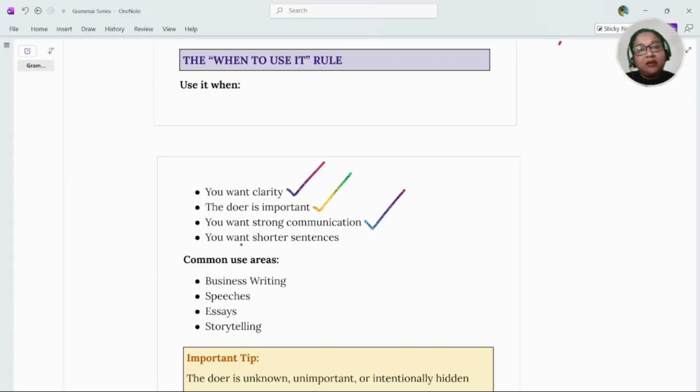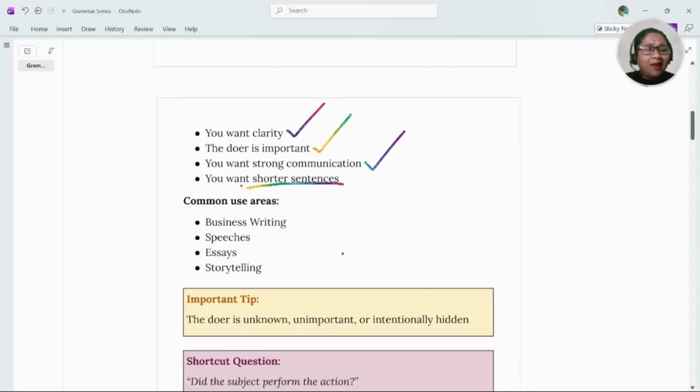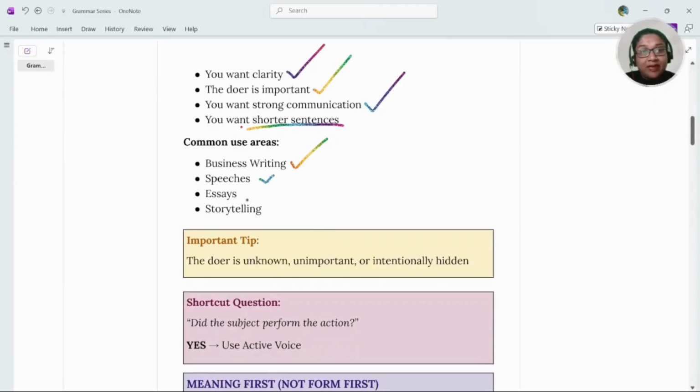Or when you look at using shorter sentences whilst you're speaking. Just to give you a gist of where exactly you might be using it, it is also right on your screen. That is business writing. It's used when people are writing emails, or giving out things related to the business area, and then speeches, essays, along with storytelling as well. All these sections require one to understand the concept of active voice.